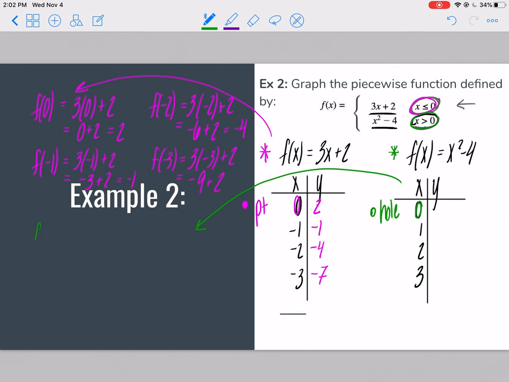So now we've got f of 0, we're plugging that into x squared minus 4. So 0 squared, oh sorry, that's a minus 4. So 0 minus 4, which is -4. Then f of 1, so 1 squared minus 4. 1 squared is 1, minus 4 is -3. Then f of 2, so 2 squared minus 4. 2 squared is 4, 4 minus 4 is 0. And last but not least, f of 3, which is 3 squared minus 4. 3 squared is 9, and 9 minus 4 is 5.